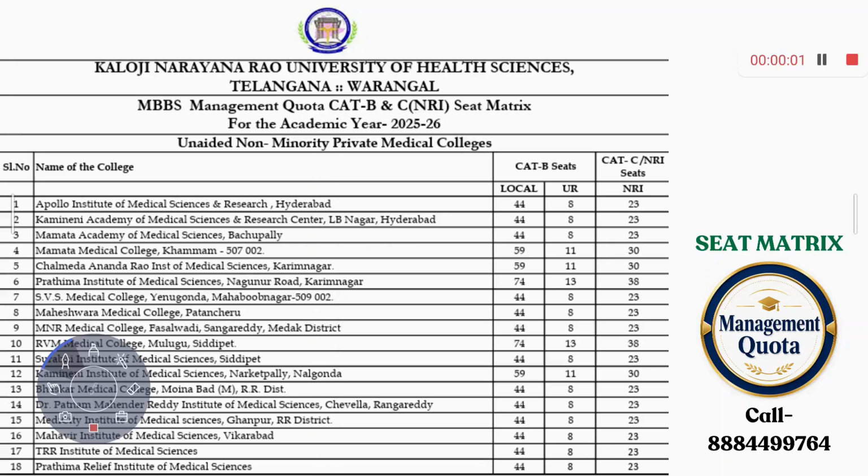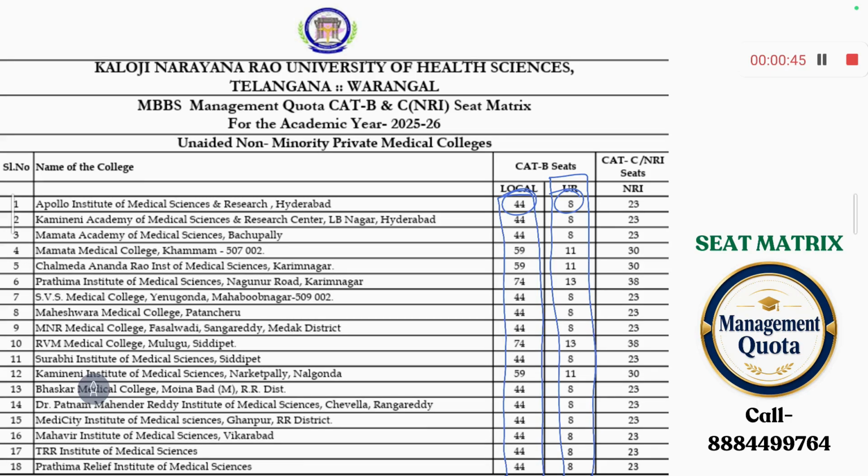Going to the seat matrix, as I told you, for the local seat, you see the maximum number of seats are reserved for the local, and for the unreserved category you will get a very small number of seats. So in the case of any college where you have 150 seats, like Apollo, 44 seats will go to the locals and 8 seats will be there. Among the non-local students, or unreserved category students open to all, generally the competition will be too high in the case of the Telangana counseling.